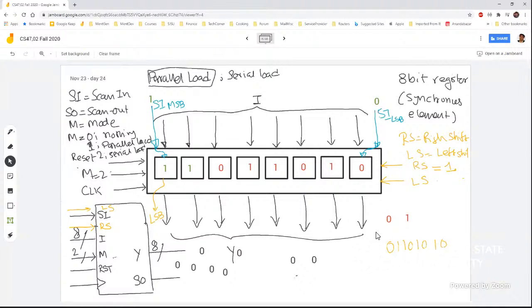Now let's do one left shift at this point. Now I change this to a left shift. So what will happen in this case? This will be thrown away. This will be shifted. And this will be copied, whatever that signal is. Okay.